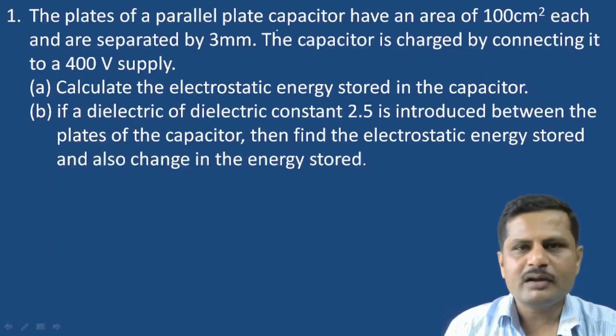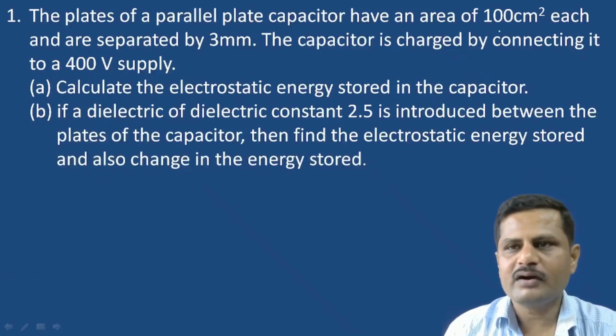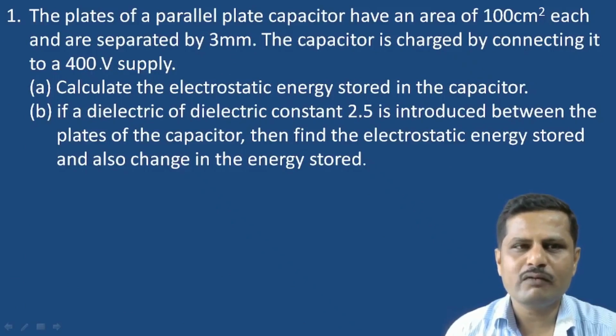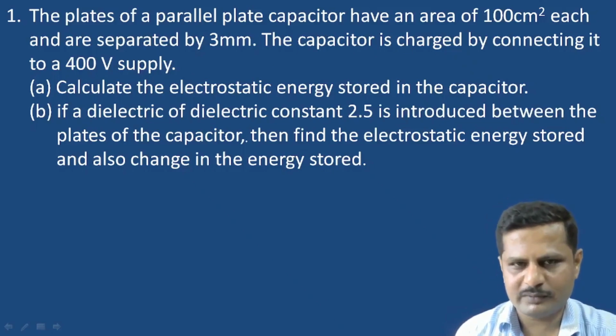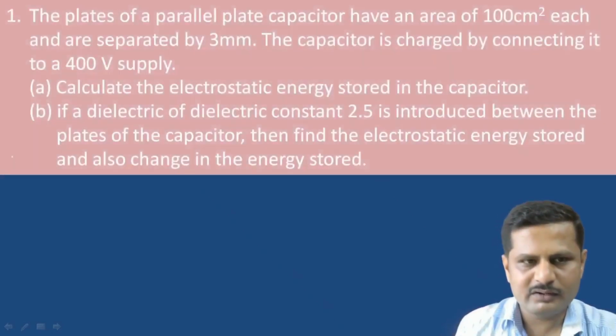The plates of a parallel plate capacitor have an area of 100 centimeter square each and are separated by 3 millimeter. The capacitor is charged by connecting it to a 400 volt supply. Calculate the electrostatic energy stored in the capacitor. If a dielectric constant 2.5 is introduced between the plates of the capacitor, then find the electrostatic energy stored and also the change in the energy stored. Let me write first the given data.